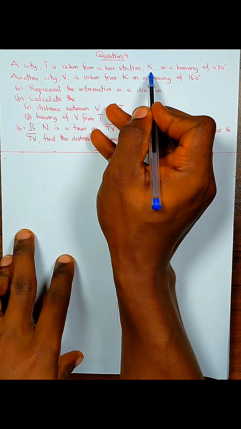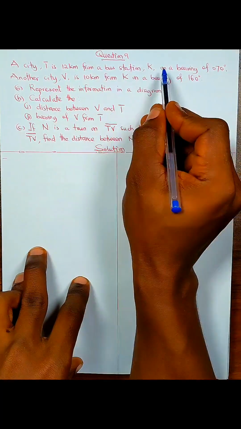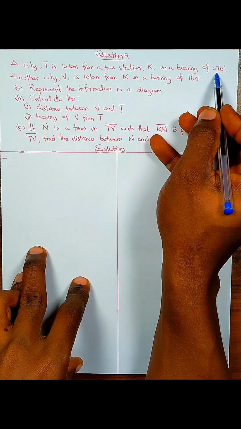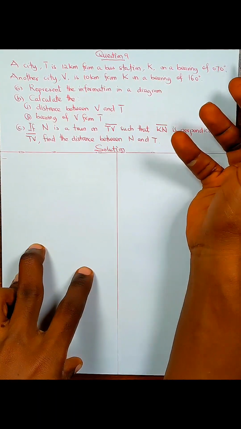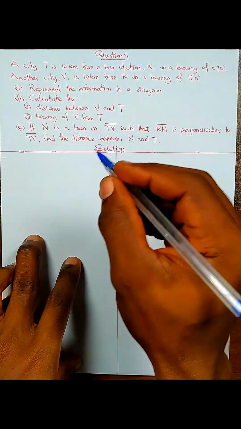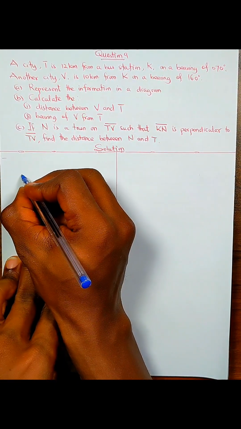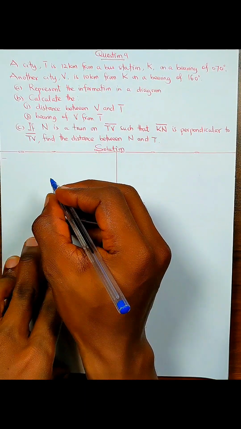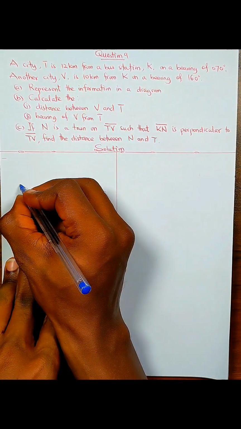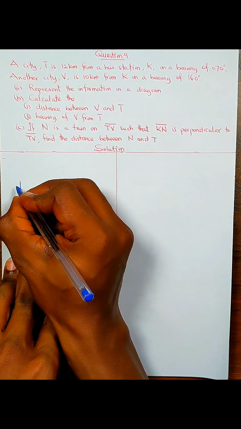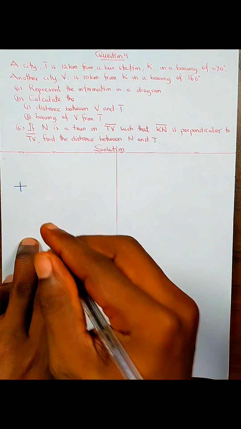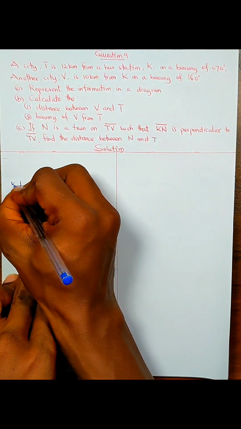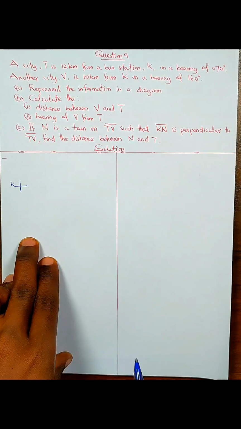So your first diagram you should draw is what? K. And it says that it's on a bearing of what? 070 degrees. That's a 3-digit bearing. Okay, so first of all we're going to draw a plus like that. That's how you go about solving our bearing question. Then we will label this as our K because you are moving from K.